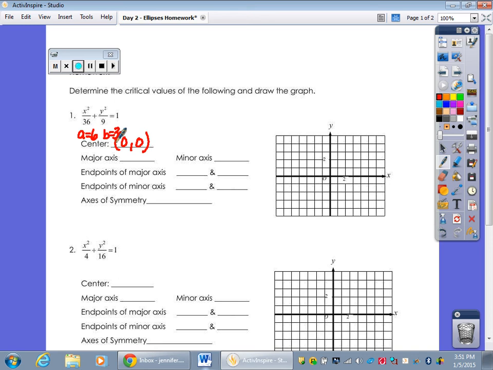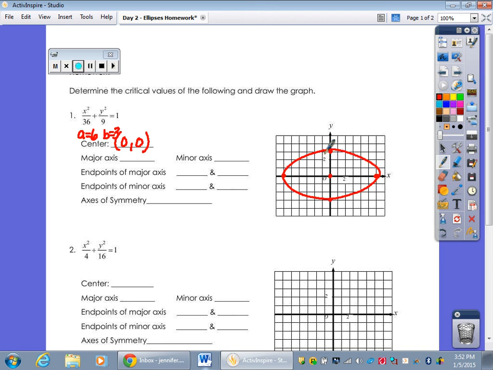So that means that when I graph 0, 0, since it's 6 spaces underneath the x variable, we are going to go 6 spaces in the x direction. So horizontal is going to be your major axis, 1, 2, 3, 4, 5, 6. And then in the y direction, we're going to go 3 in the vertical. So we count 3 up and 3 down. Once we have our points, then we can draw our ellipse.